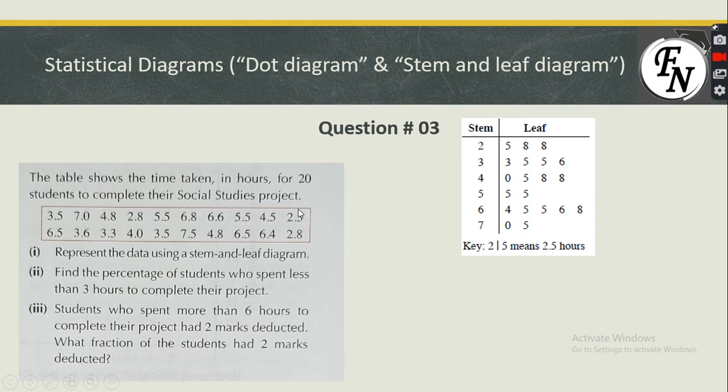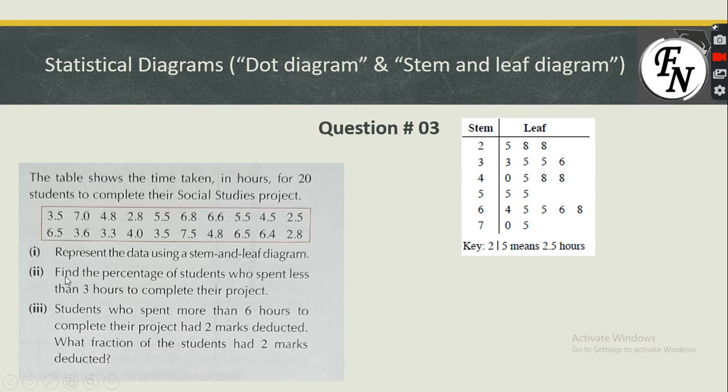So here it is 2.5, so this is 2 and 0.5, then 2.8, so this is 2 and 8, and there's another 2.8, here it is 2.8 as well. So we need to rearrange the data first in ascending order, and then we can fill it very easily. This is how you obtain this stem and leaf diagram. So this is 2.5, 2.8, 2.8, 3.3, 3.5, 3.5, 3.6 and so on for the values.